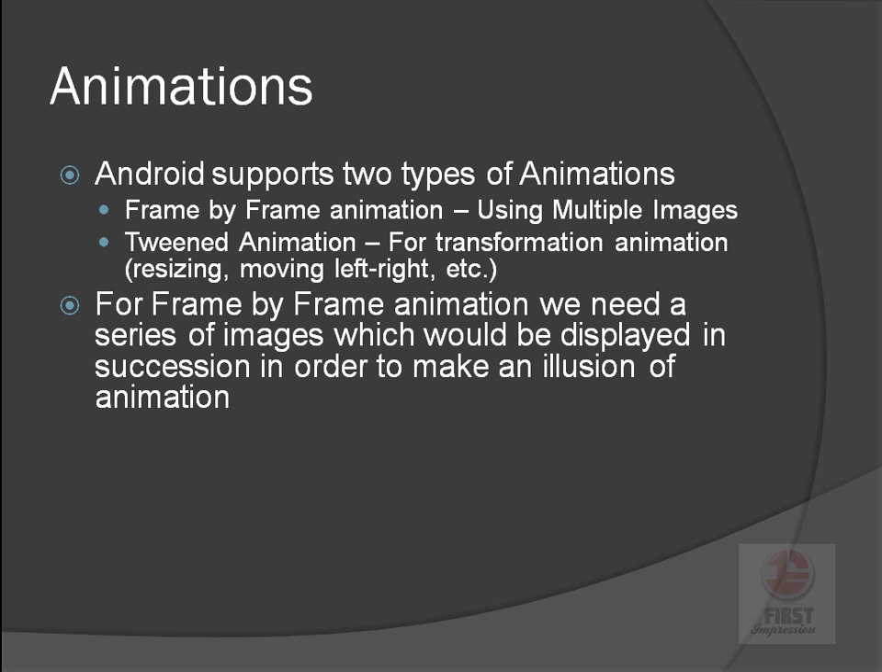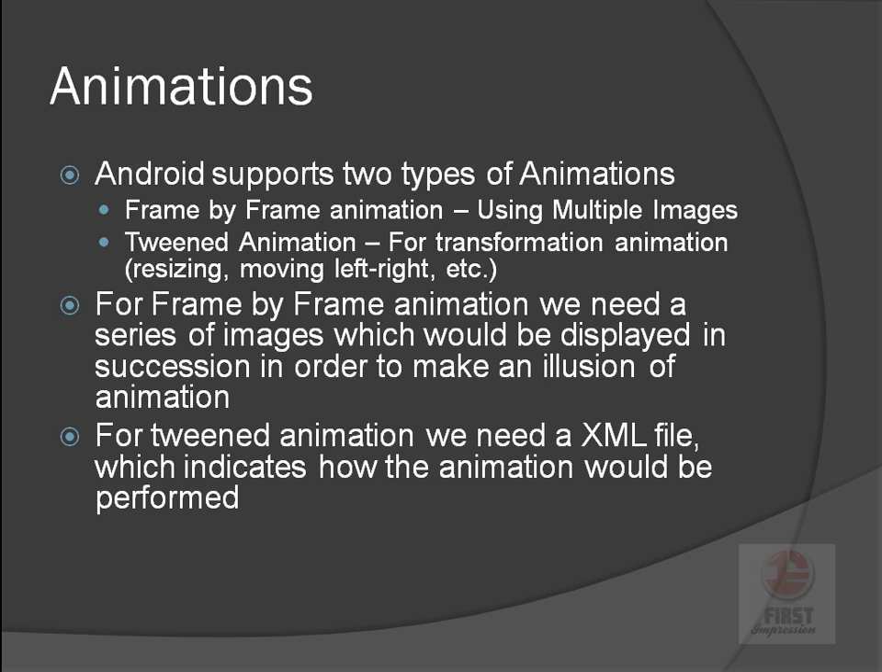For frame by frame animation, we need a series of images which would be displayed in succession in order to make an illusion of animation. Whereas for tween animation, we need an XML file. This is the first time where we will be actually coding an XML file by hand. So we need an XML file. The XML file will describe the starting point and the ending point of the animation so that Android can calculate all the middle points of the animation.